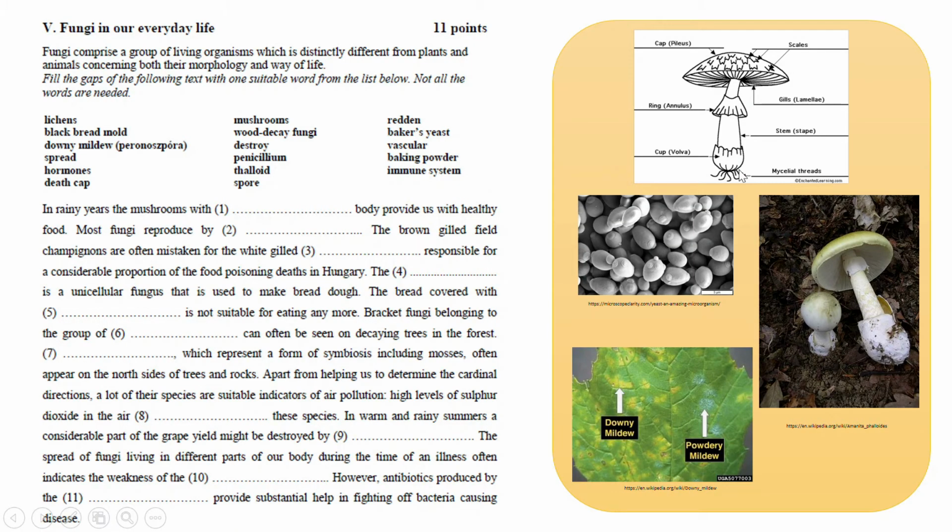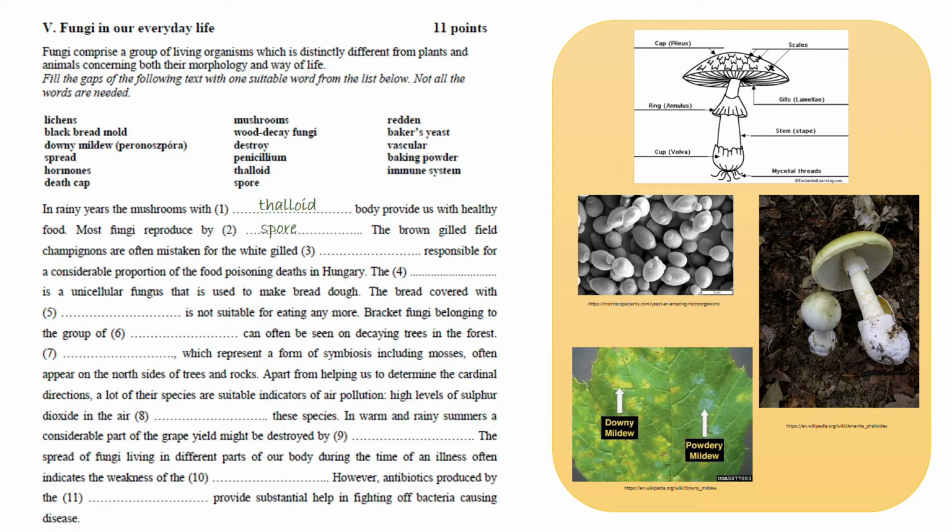Exercise 5, fungi in our everyday life. Fungi comprise a group of living organisms which is distinctly different from plants and animals concerning both their morphology and way of life. Fill the gaps of the following text with one suitable word from the list below. Not all the words are needed. In rainy years, the mushrooms with thalloid body provide us with healthy food. Most fungi reproduce by spores.